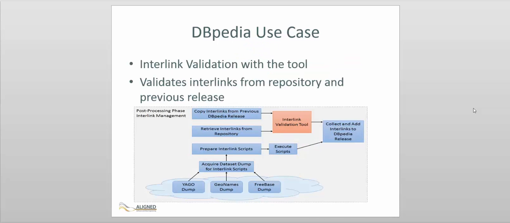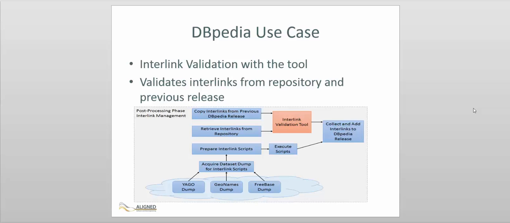Looking closer at DBpedia's interlink management process, this is handled in the post-processing phase. For the DBpedia project, interlinks can come from 3 sources. 1, they can be freshly generated, but this only occurs for a small number of external datasets. 2, they can be retrieved from an interlink repository, where the wider DBpedia community submit interlinks to. 3, they can be copied over from the previous DBpedia release.